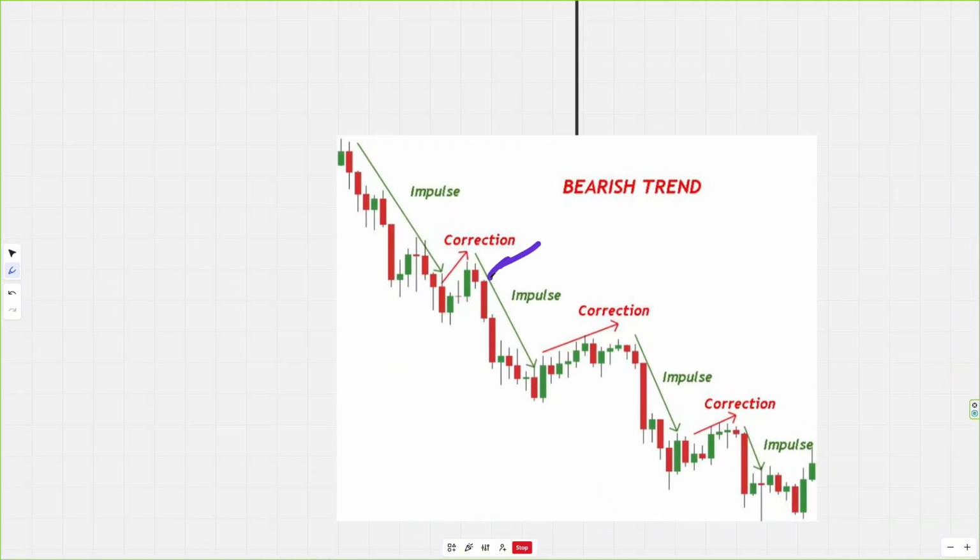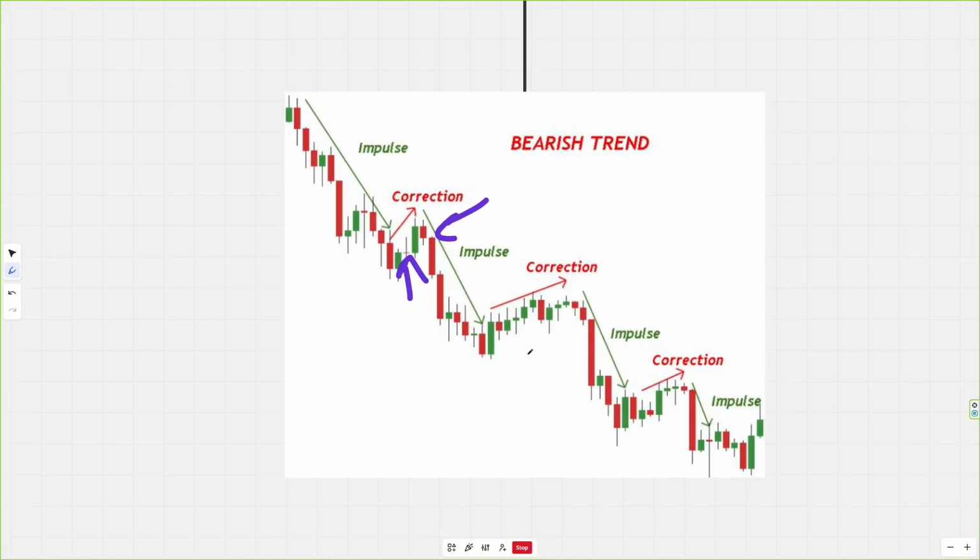forming. A downtrend is made of two phases, okay? The first one is impulse, strong moves down created by sellers, and the second one is correction, smaller pullbacks created by the buyers. So this means buyers are always in the market, but during a bearish trend, buyers are not strong enough to reverse the direction. Their job is only to create temporary pullbacks.